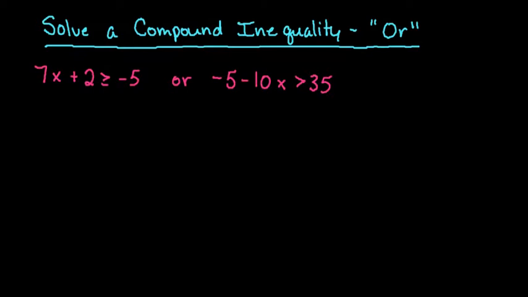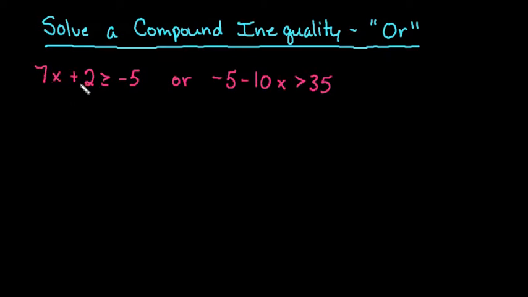So with this, basically all you have to do is solve each inequality individually of each other. So you basically have two inequalities that you're solving at the same time, and either one of the solution sets is an acceptable answer.